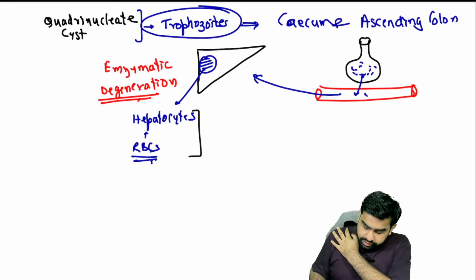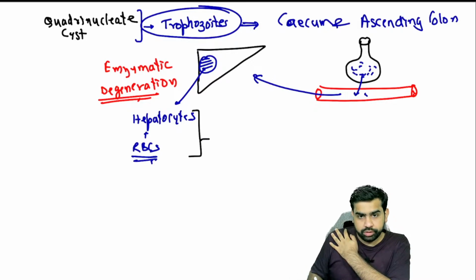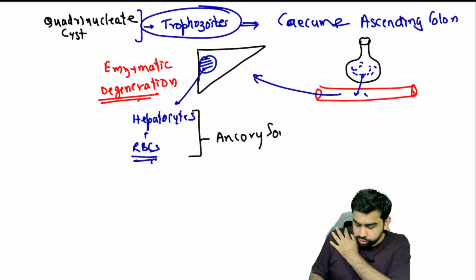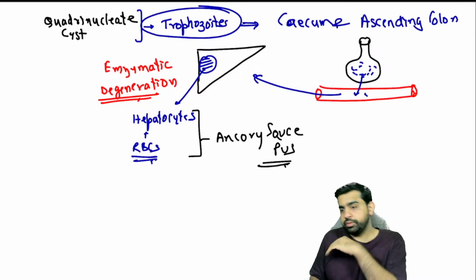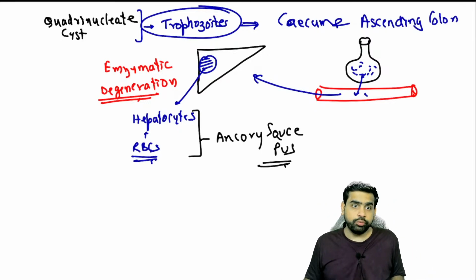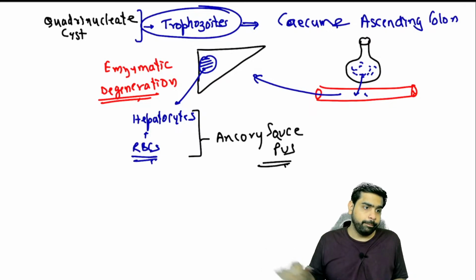This is what is called an amoebic liver abscess, which is also referred to as anchovy sauce pus. So what is this? Anchovy sauce pus or the amoebic liver abscess. I hope you are able to understand this point. This is the pathogenesis of this.